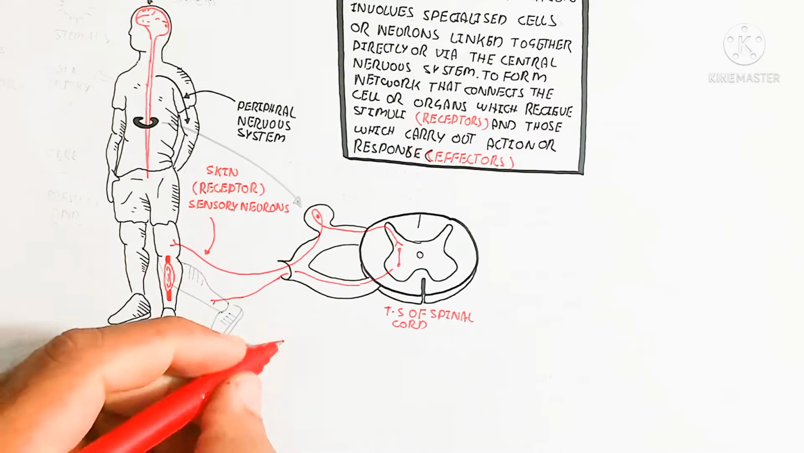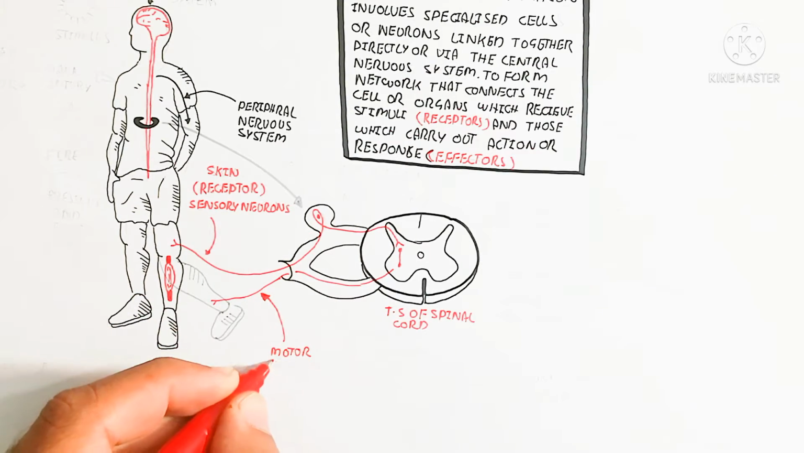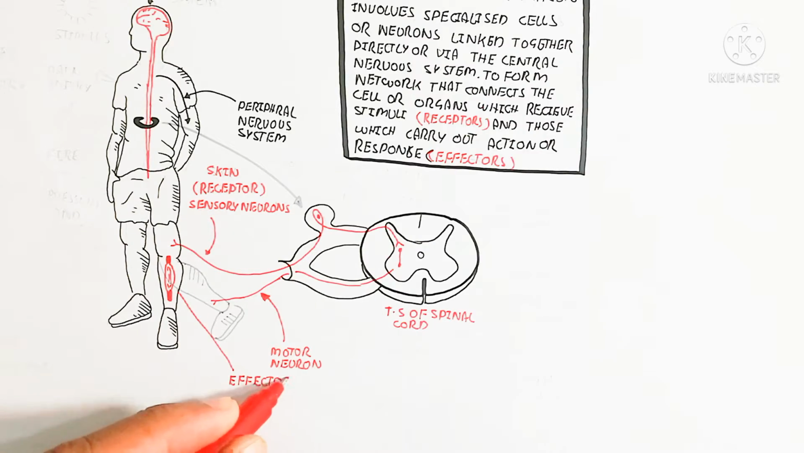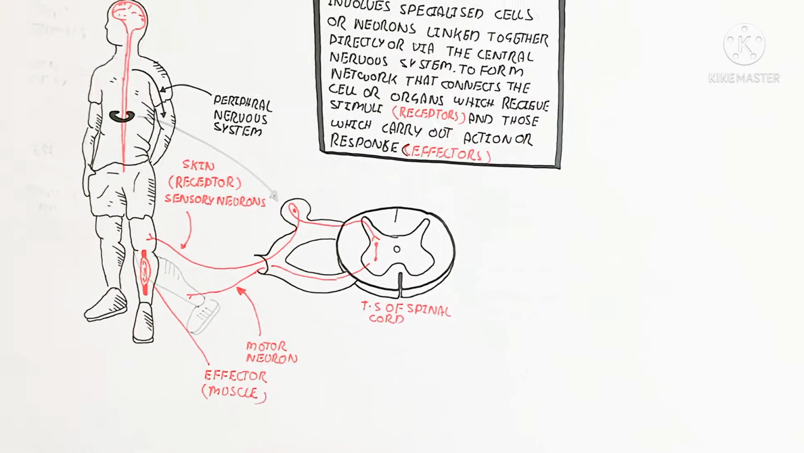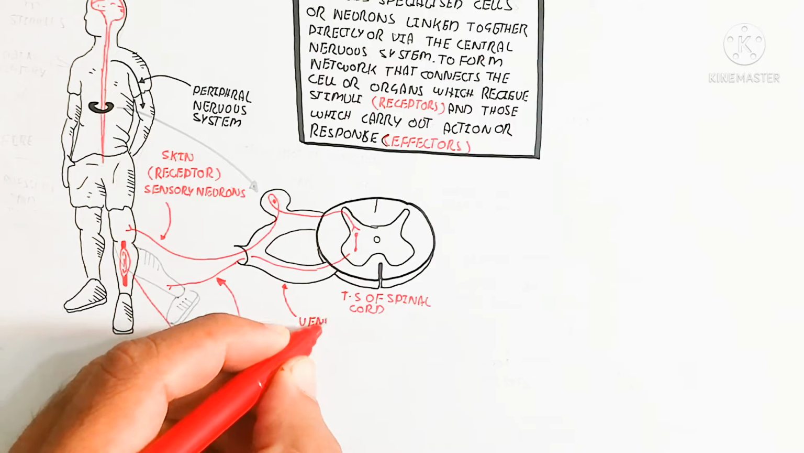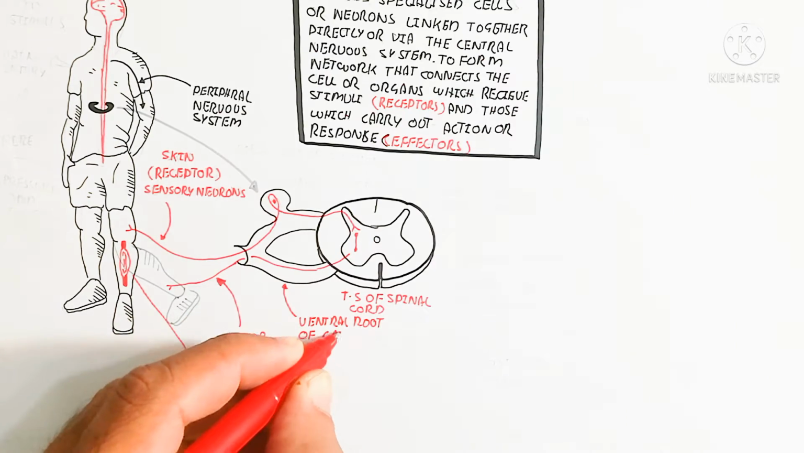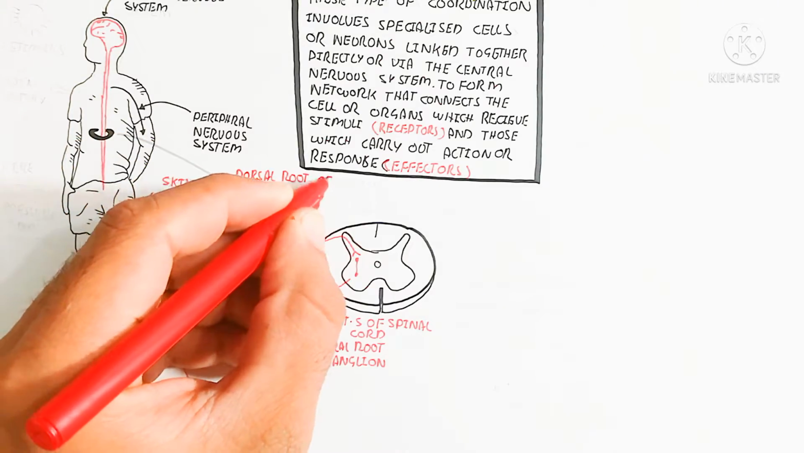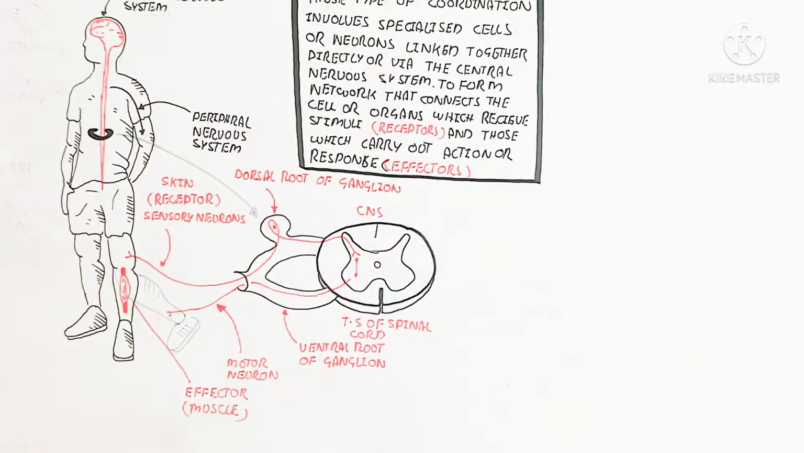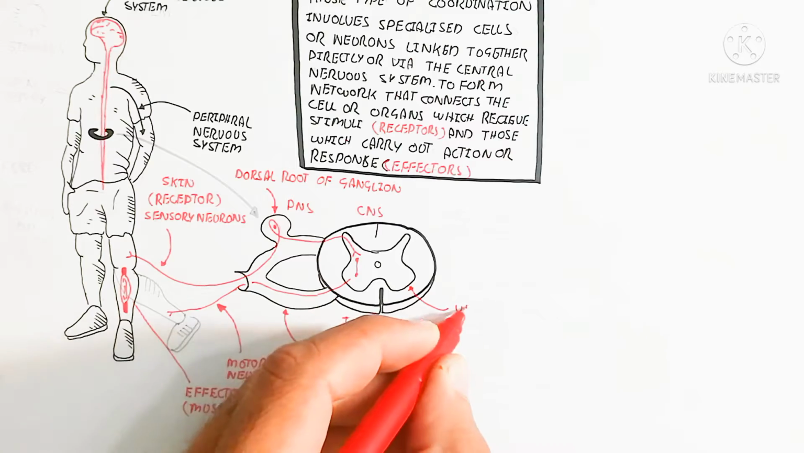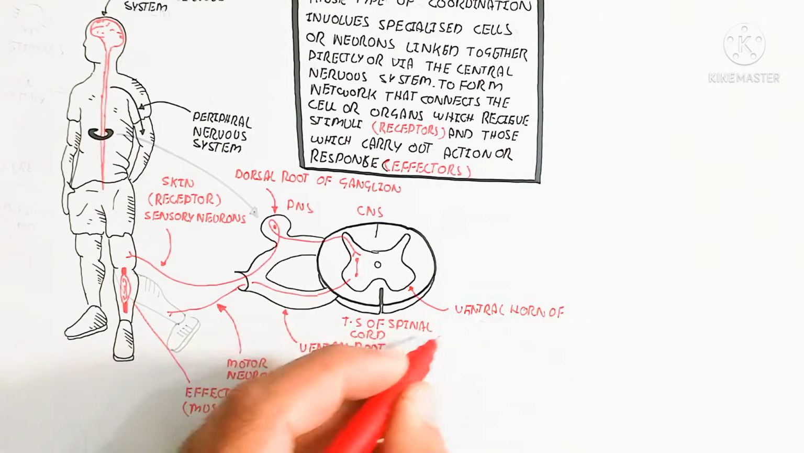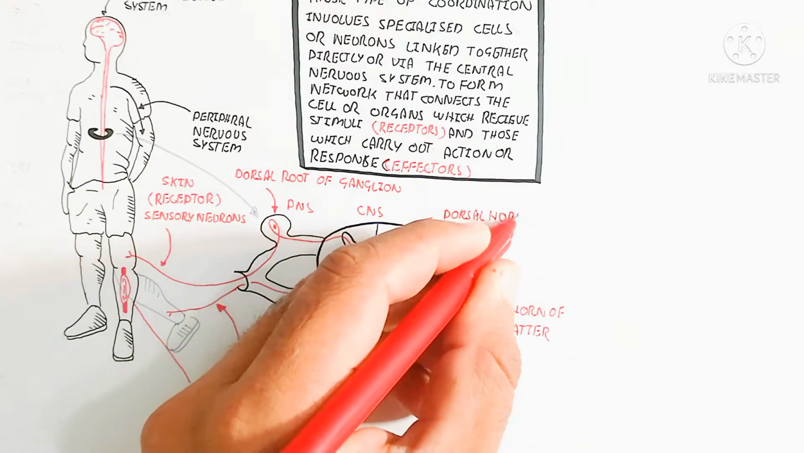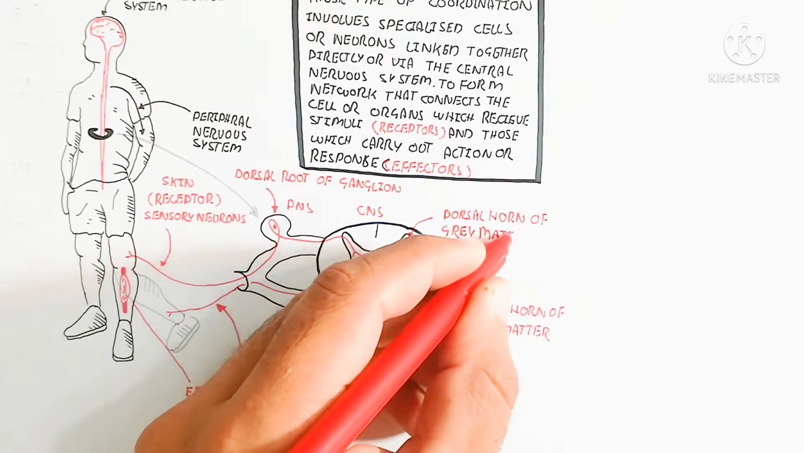After this, the interpretation is done by an interneuron, which moves back through a motor neuron to the effector. The effector is the muscle, which moves in response to the pain or something similar. So this is the dorsal root ganglion, and here is the central nervous system, and here is the peripheral nervous system. And here this is the ventral horn of the gray matter, and here is the dorsal horn of the gray matter.